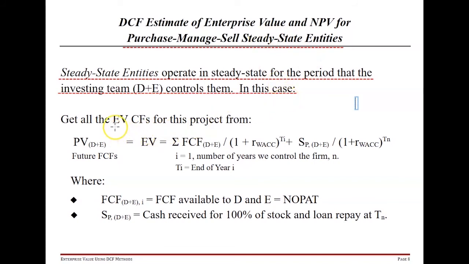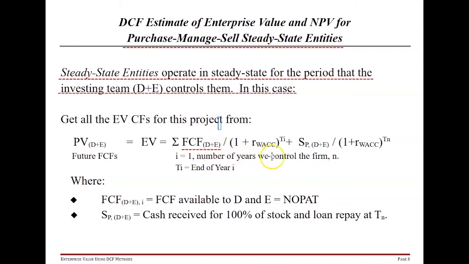So now we can get, in this case, all the cash flows needed for enterprise value from this equation. So remember, this is going to be a present value of all the future cash flows available to the lenders and the shareholders. So we're going to take our free cash flow available to lenders and owners in this year I and discount that back by 1 plus the weighted cost of capital raised to the power I. And we're going to do that for every year that we own it. And if it's a steady state firm, all of these free cash flows are going to be the same for every year that we own the firm. So if we own it for 3 years, there's going to be 3 of these terms.